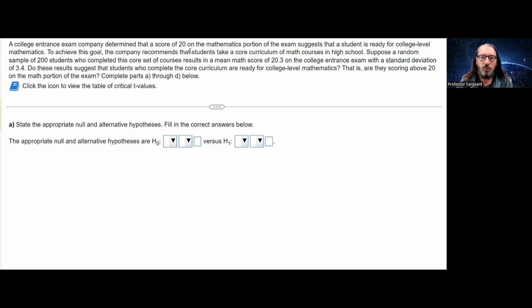So that 20.3 is a little bit above 20, relatively speaking. Is that a big increase? We don't know until we take into account the sample size and the standard deviation of the sample. Does it suggest that those who complete the core curriculum are ready for college level mathematics? That is, are they scoring above 20 on the math portion of the exam?